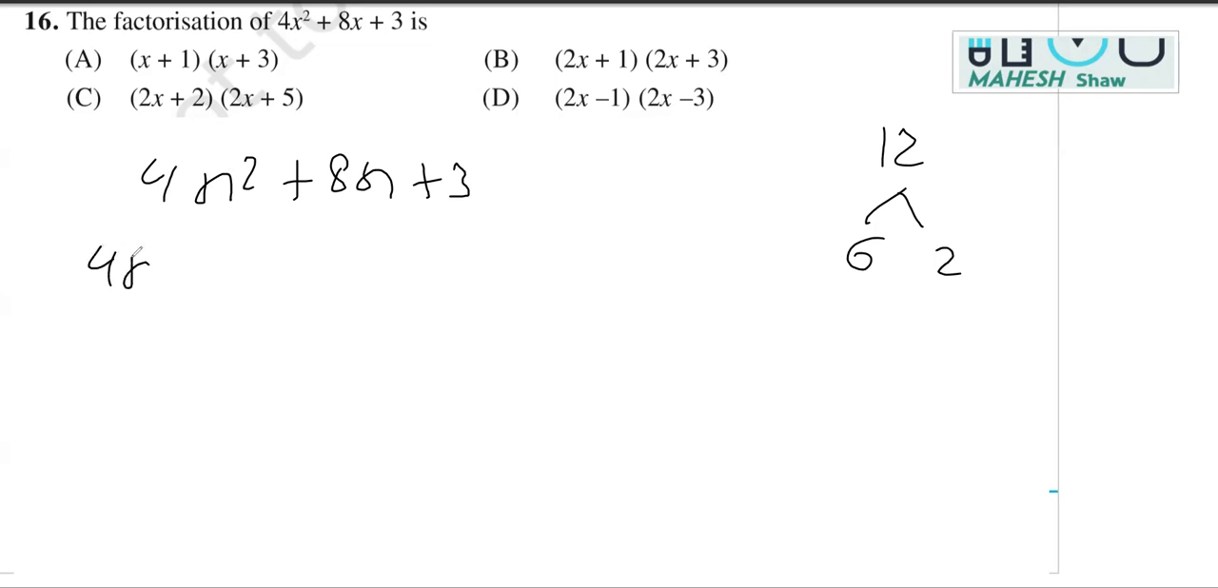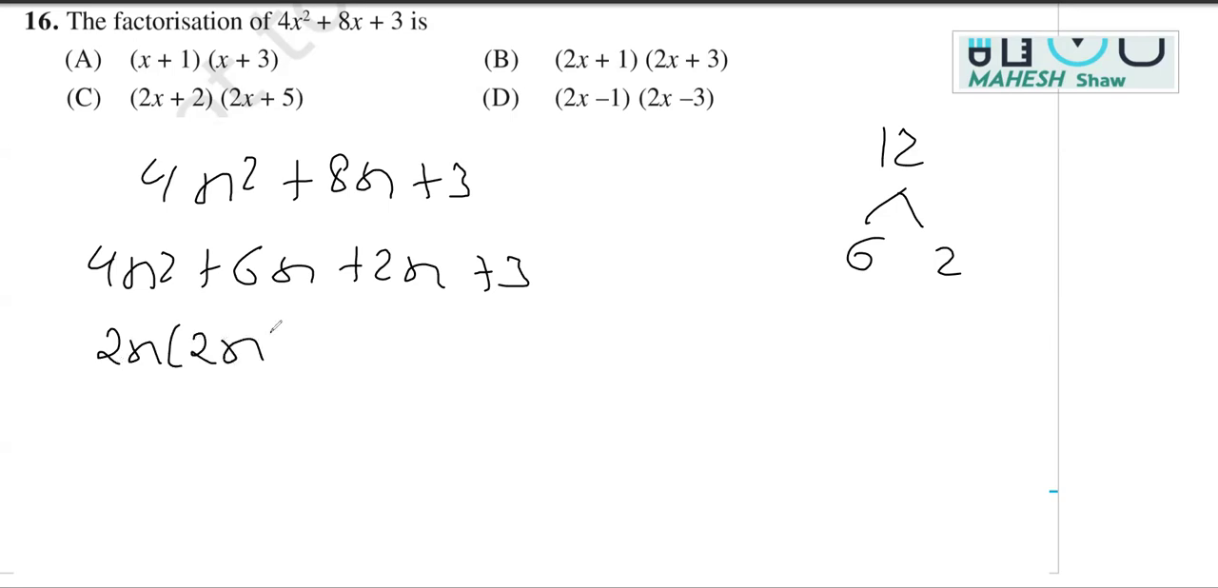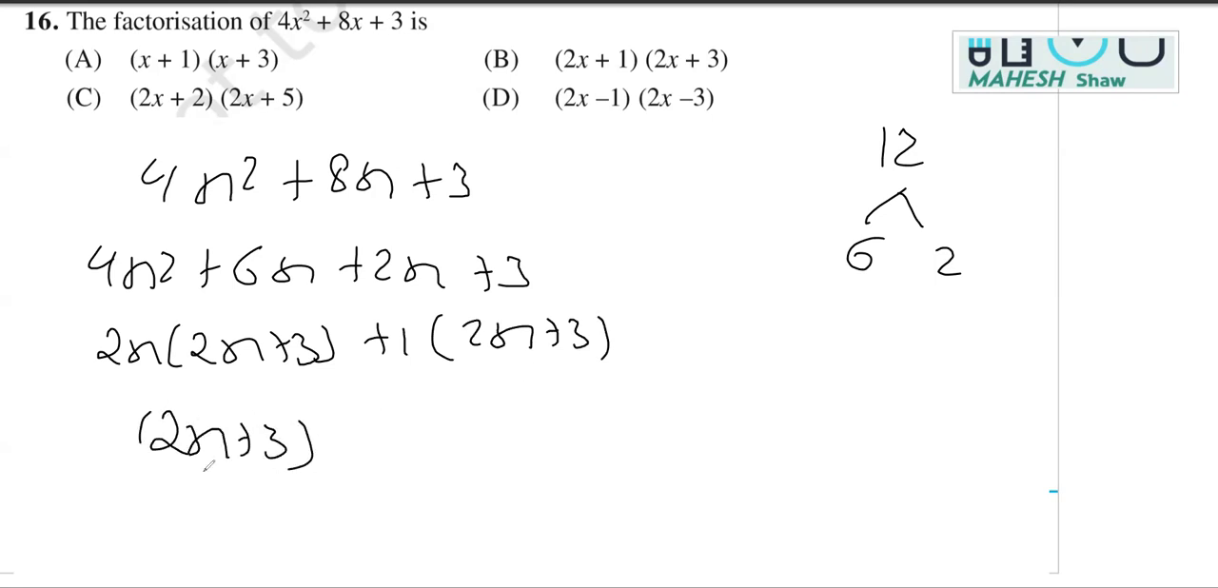So we can write this as 4x squared plus 6x, I'm splitting 8x as 6x plus 2x plus 3. Now, common between the first two terms is 2x. So we have 2x as common, and we get here 2x plus 3. Likewise, the common between the last two terms is 1 only. So if I divide it by 1, we'll get 2x plus 3. So common from the whole is 2x plus 3. And then taking common 2x plus 3 from throughout, we get 2x plus 1. So we can say that 2x plus 1 and 2x plus 3, that is B is the correct option in this case.